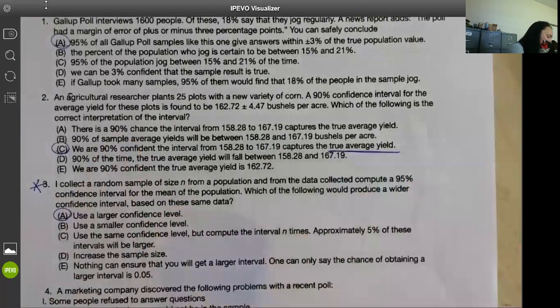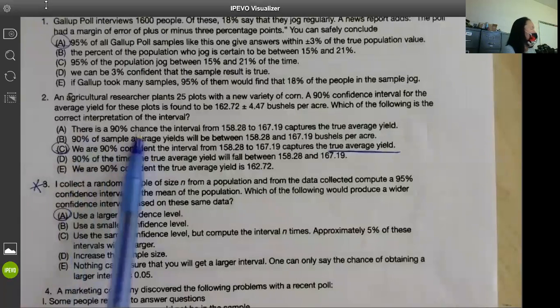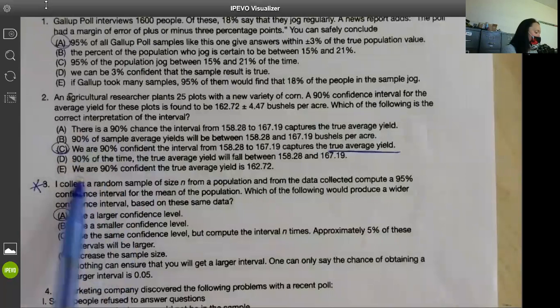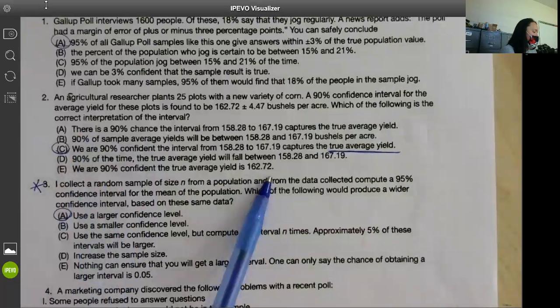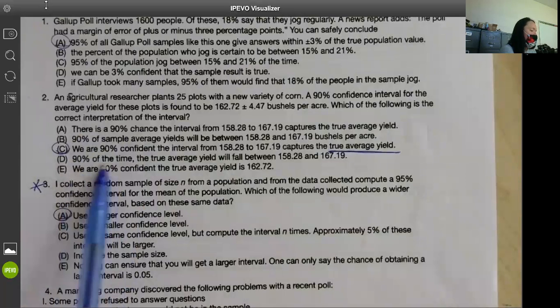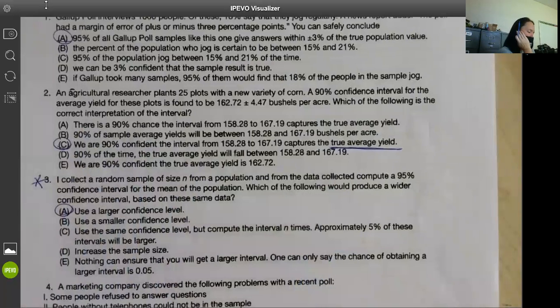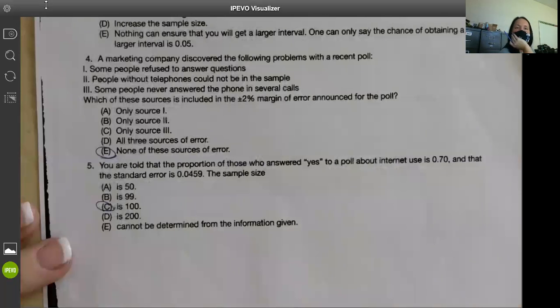Okay, so this one, here's the difference. This is what I'm talking about. There is a 90% chance or we are 90% confident. We know that this is not right. Okay, so don't pick one like that. Again, it has to have the interval in it. This one is more of your confidence level rather than your interval. Okay, so know that. Number 4 is E and number 5 is C.